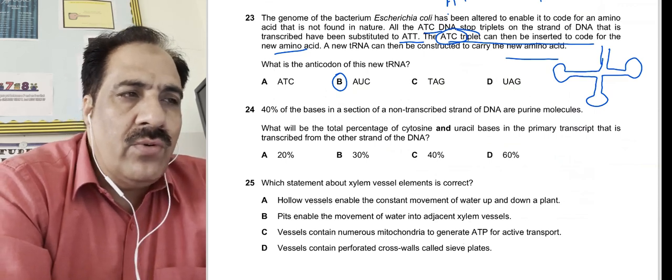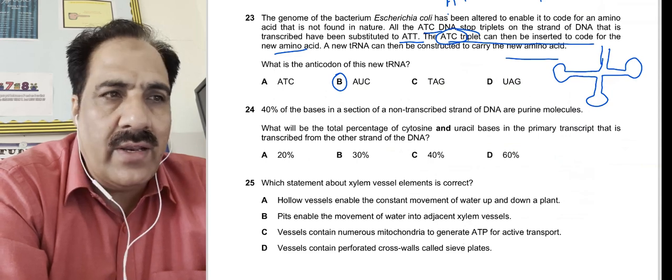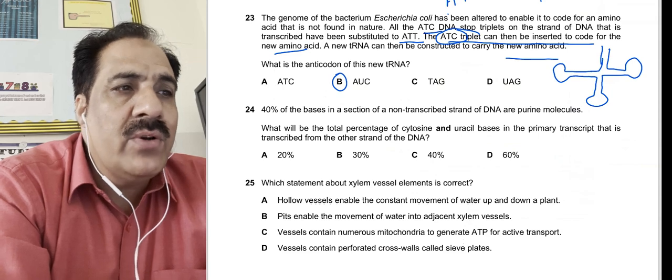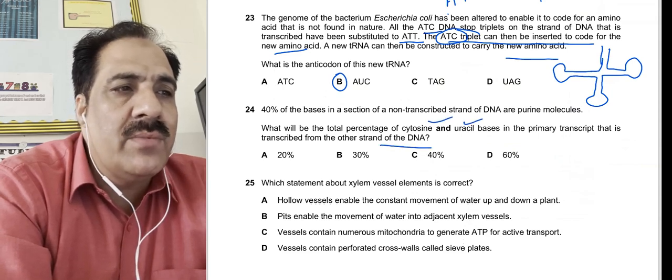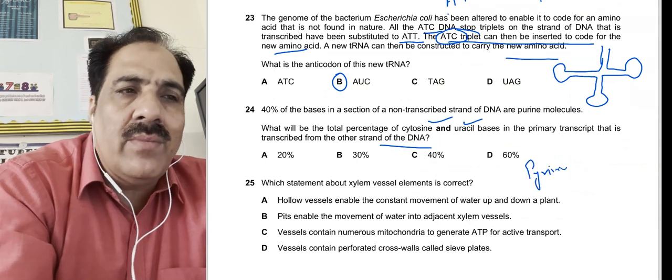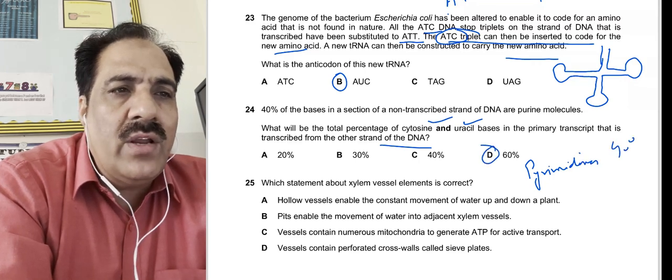Question number 24. 40% of the bases in a section of a non-transcribed strand of DNA are purine bases. What will be the total percentage of cytosine and uracil bases in the primary transcript that's transcribed from the other strand of the DNA? We know cytosine and uracil, both of them are pyrimidines, because adenine and guanine are the only purines. And if purines are 40%, that means the pyrimidines will be 60%. So D is the correct answer.